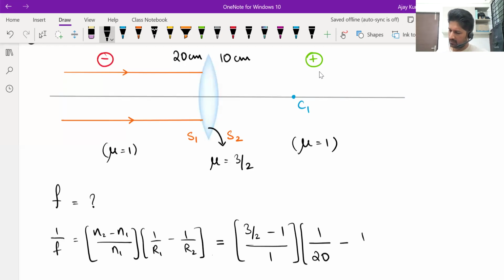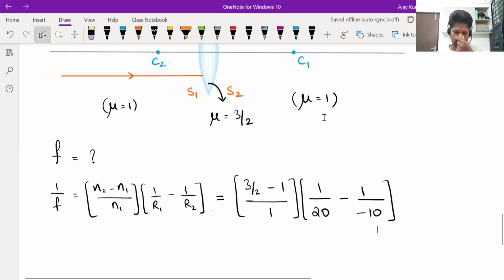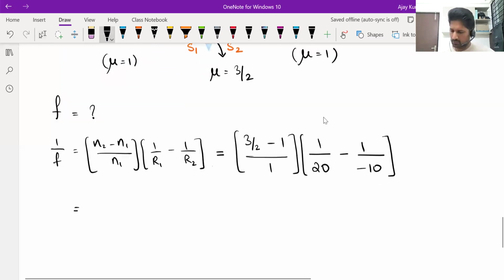minus 1 by R2. R2 is the radius of curvature of the second surface. For the second surface, based on the way it is curved, we can tell that the center of curvature is on this side, the negative side. So the radius of curvature of the second surface should be substituted negative in the formula, minus 10. That's all. So you get 1 by f is equal to 3 by 2 minus 1 is 1 by 2. And inside you have 1 by 20 plus 1 by 10. That is 3 by 20.